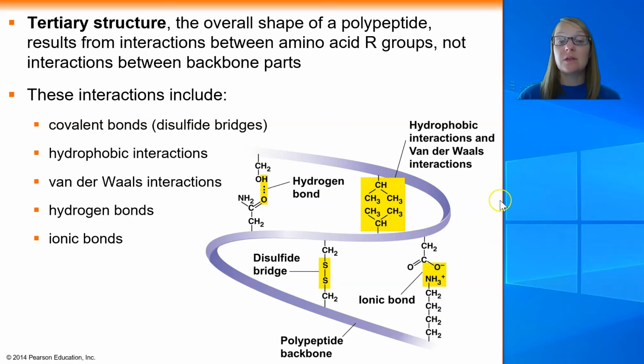And so this diagram gives you kind of a review of what was in the video. The purple ribbon here is the abbreviated backbone of the polypeptide, and then we've highlighted select R groups on different amino acids. So here's one R group, here's another R group on a different part of the polypeptide, and you can see there's a hydrogen bond forming between those two R groups.